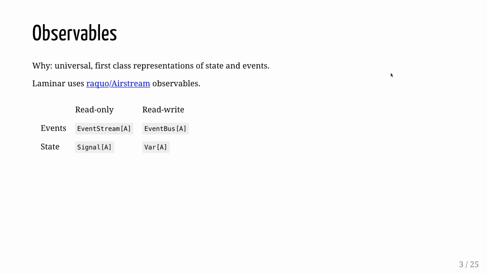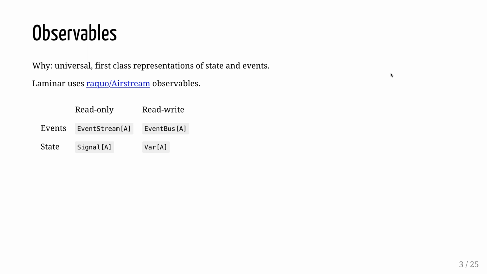Now, state is different from events. It is not just a collection of discrete events. State is a value changing over time, and that means that signals always have a current value. They start out with an initial value, and they continue having a current value throughout their lifetime. Both event streams and signals are read-only in the same sense as Excel formulas are read-only. You can't write into them directly, but they depend on parent observables in one way or another to get their current value or the next event.